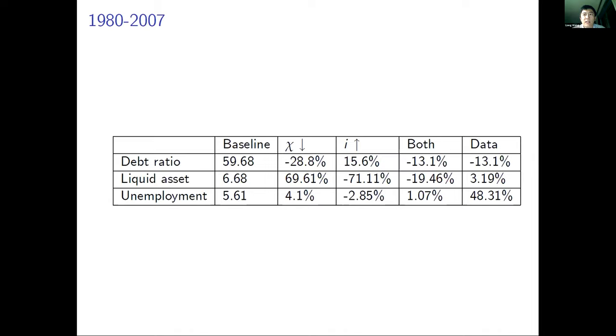So we're going to adjust the parameter values chi and I so that the model is able to predict a debt ratio consistent with the value in 1980 to 1984, okay? Then we see, when we do this adjustment of parameters, how much percentage change there is in the liquid asset ratio and in unemployment. The first column you see here is the baseline model. These are the current values in the baseline calibration, okay?